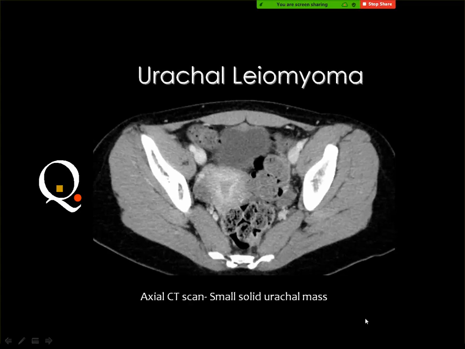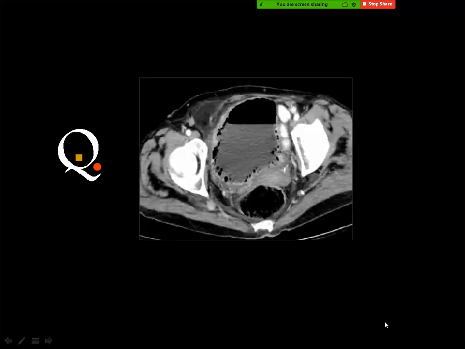Urachal remnant, urachal sinus, and this is a rectal tumor. Sometimes you cannot discriminate between the benign rectal masses like leiomyoma, for example, and urachal carcinoma. But you know that carcinoma has an invasive character, but leiomyoma and other benign masses may look smooth like this. Okay.